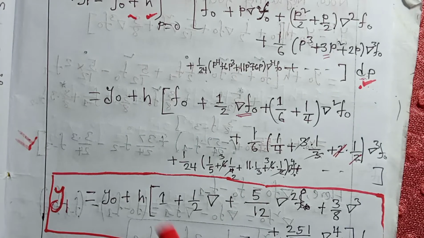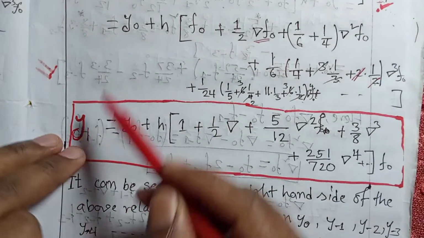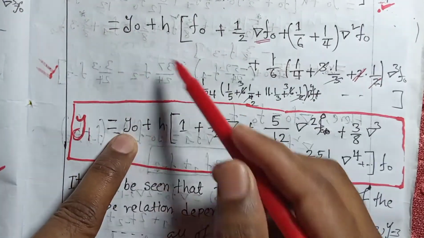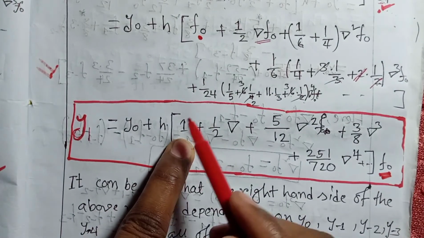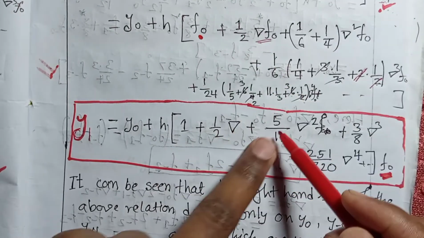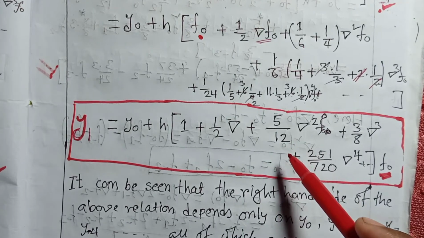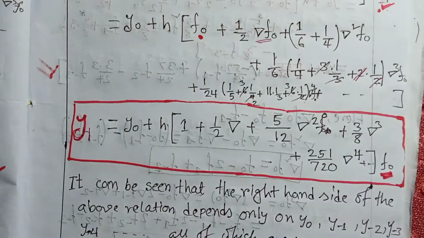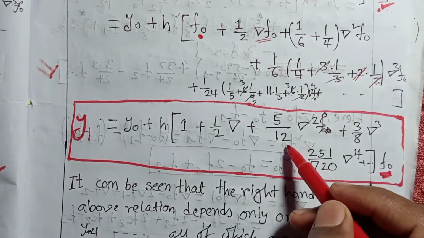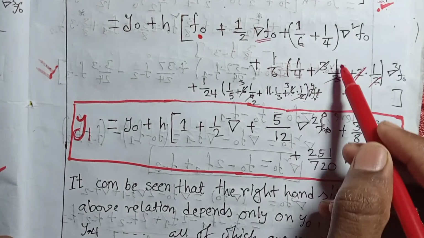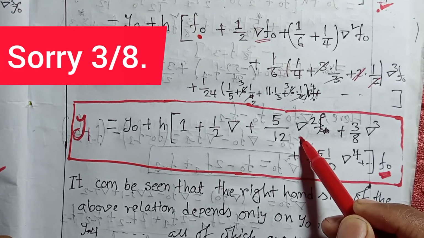Okay, now we can write y1 equals y0 plus h. Taking f0 common, we get 1 plus half nabla plus 5 upon 12 nabla squared, where 1 upon 6 plus 1 upon 4 is nothing but 5 upon 12, and here 1 upon 4 plus 1 upon 6 is again 5 upon 12.